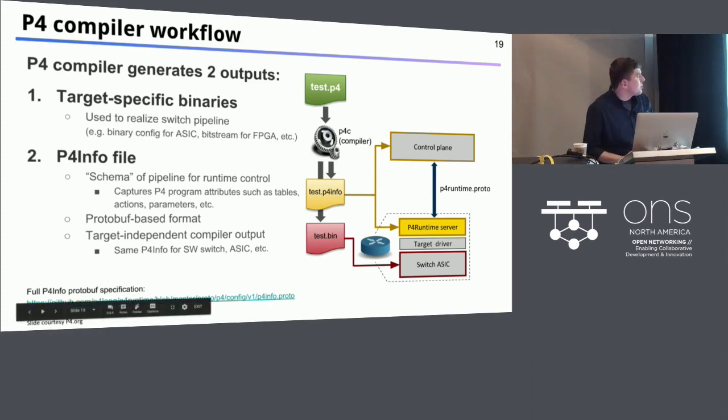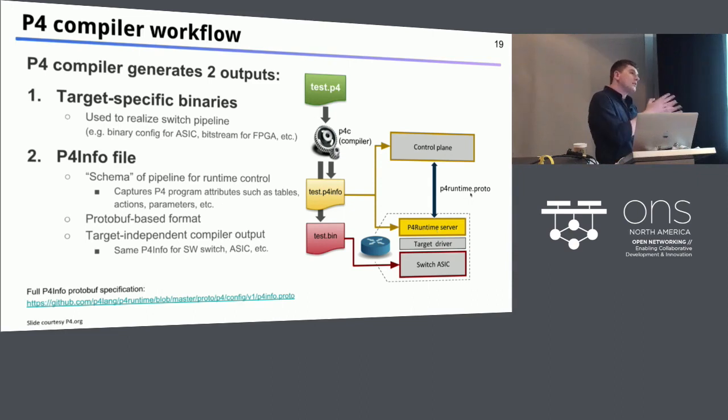So in this case, using a P4 compiler, we're getting a P4 info and the binary. The binary will affect only the switch ASIC, while the P4 info will be consumed by the control plane, which is the P4 Runtime client, and the P4 Runtime server. And that's because P4 Runtime is a very generic API, and the content of the messages are actually created by looking at this P4 info file.